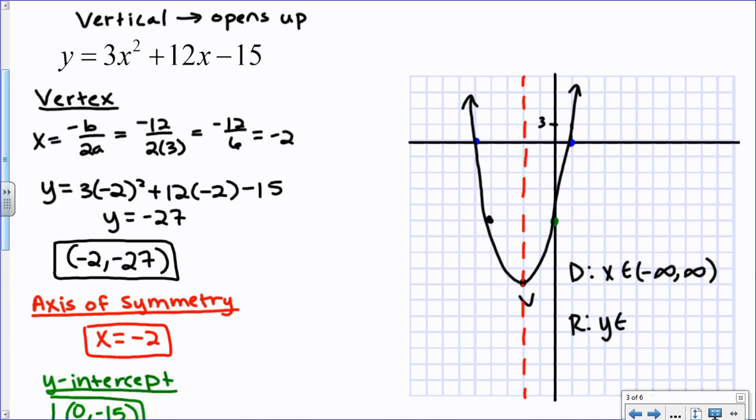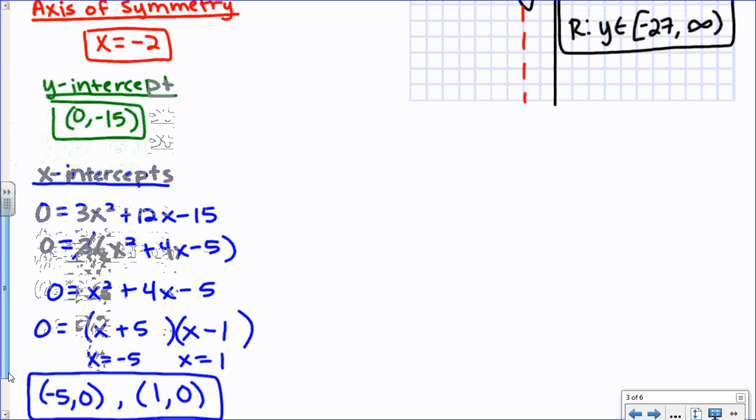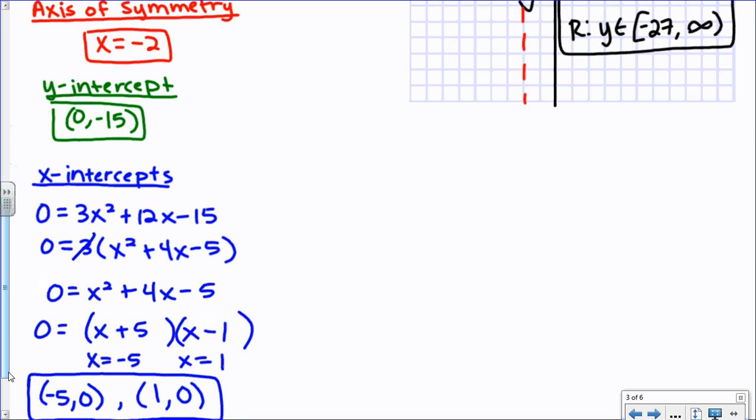Do you have a minimum y value? Yeah, negative 27. That point is included, so I need to use a bracket. Negative 27. What about a maximum y value? No, so positive infinity. Okay. There is all the parts then. Any questions about where we found any of those?